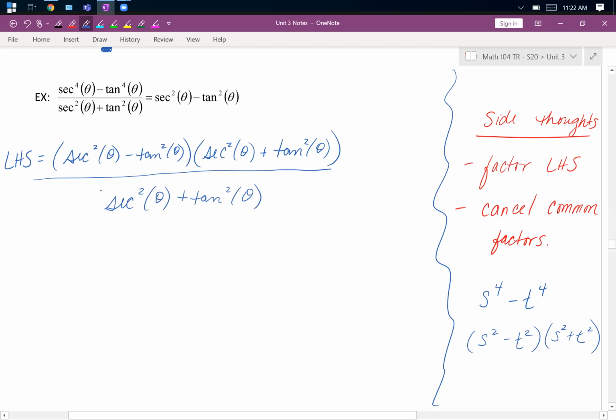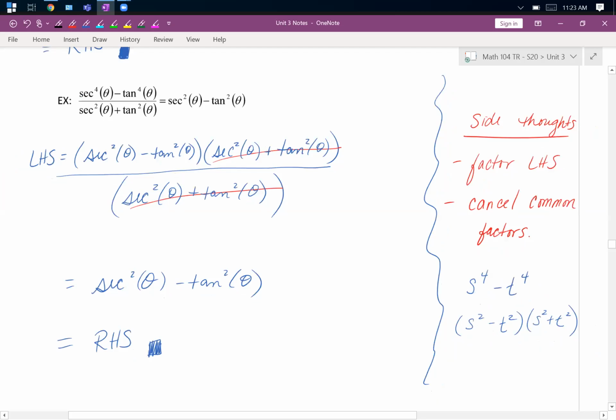Now that we're in this factored form, we can cancel common factors. So I can cancel this whole thing, secant squared plus tangent squared, and we'll be left with secant squared minus tangent squared, which is indeed our right-hand side. Questions on this example?